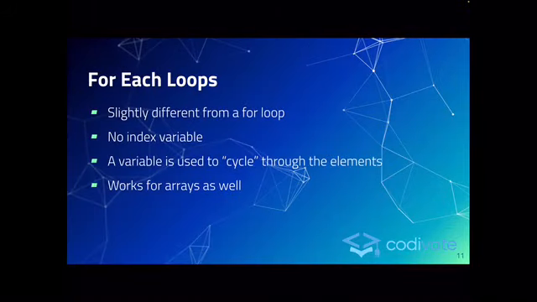So we saw that you can use a for loop to go through an array or an array list. But rather than use a for loop, you can also use a for each loop. This is slightly different than a for loop because there's no index variable, and a variable is just used to cycle through all the elements in the array list. It works for arrays too. So let's look at it right now.